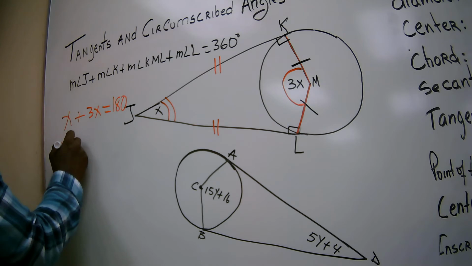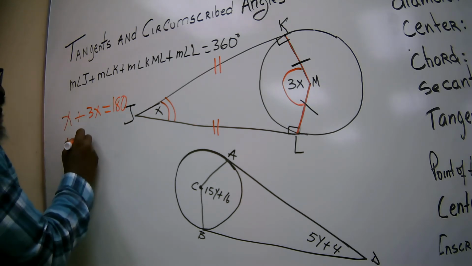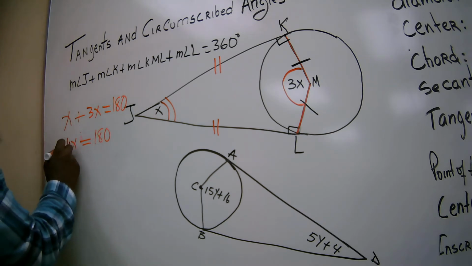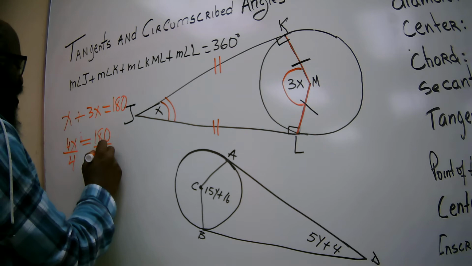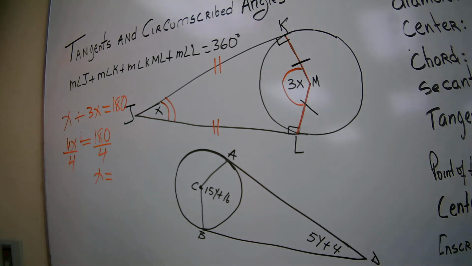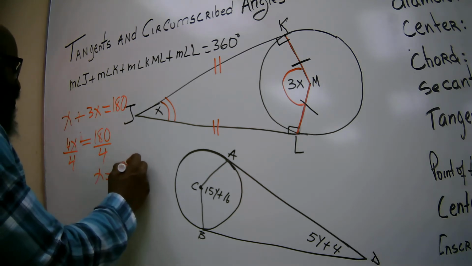So in this case, 3x plus x is 4x. You will have 4x is equal to 180. You divide by 4, right? In this case, you will find the value of x. In this case, x is 45 degrees.